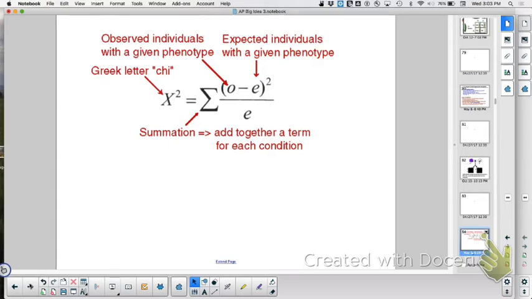Okay, but chi-square test, it might be on your essay. They might give you data, and then you have to analyze that data. So chi-square test is one of the easiest of all the tests.